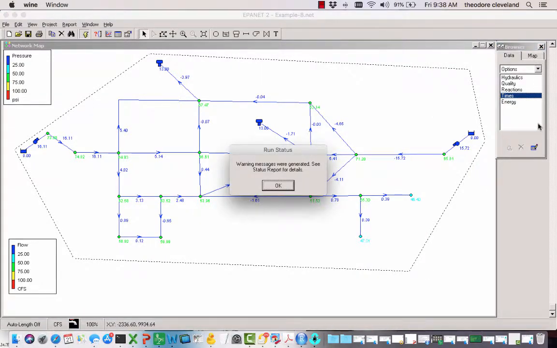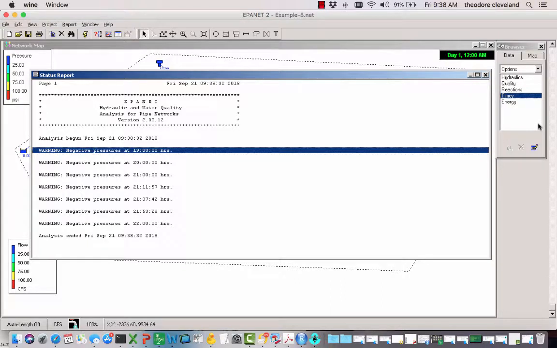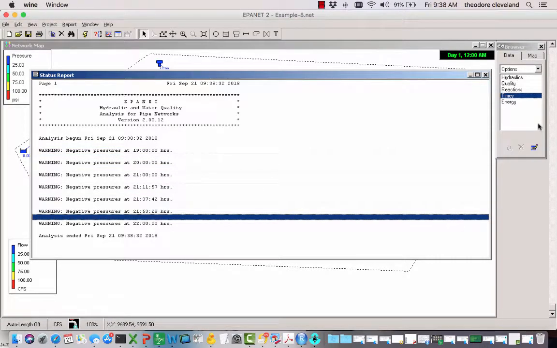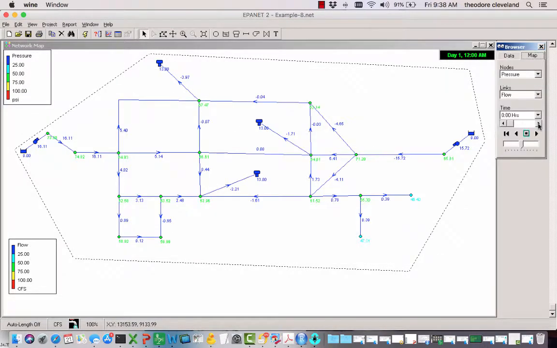Now if we run it, good, this is what I was hoping, messages. So this thing worked fine until 19 hours. And then at 19 hours, it starts to experience negative pressure. Let's go ahead and just walk through the thing 1 hour at a time, and then we'll see what happens at 19. So everything's happy. Negative pressures will become very blue.